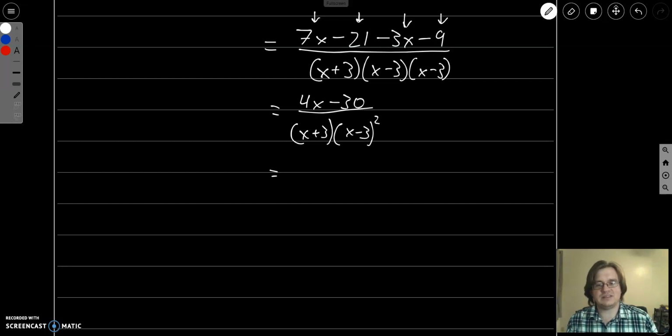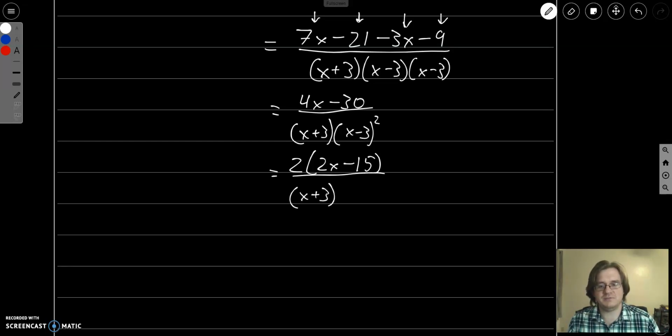And now I do want to simplify a little bit more. In the top of the fraction, I can pull a 2 out, because both of those are even. Here, I'm done. I can't cancel anything more from the top and the bottom. The top is completely factored and the bottom is completely factored.